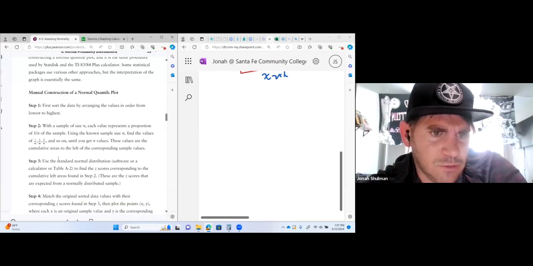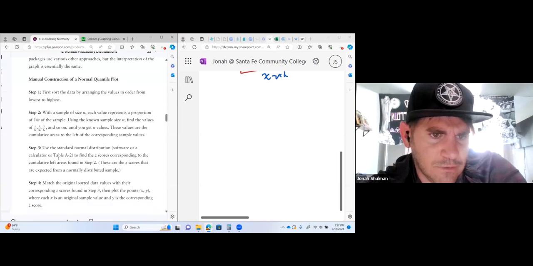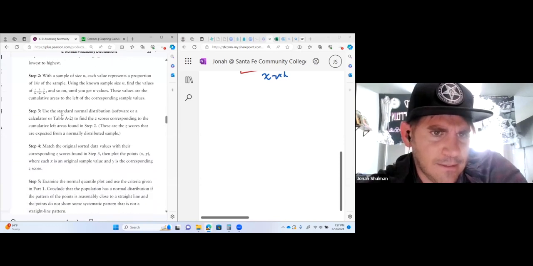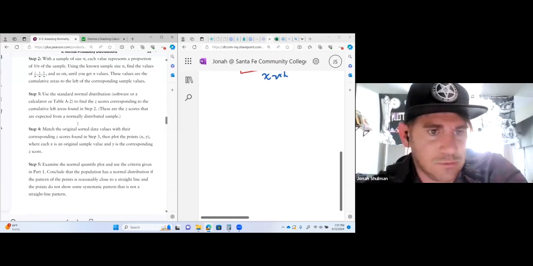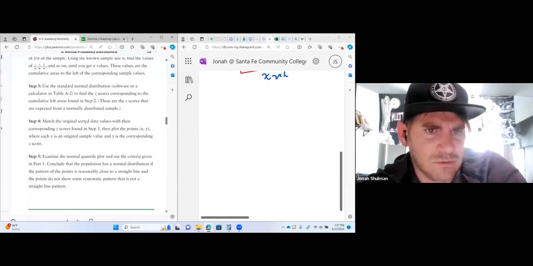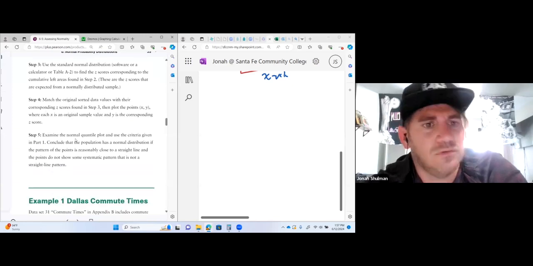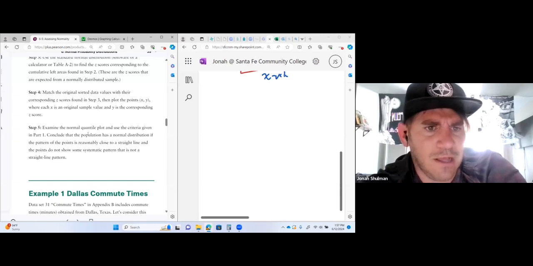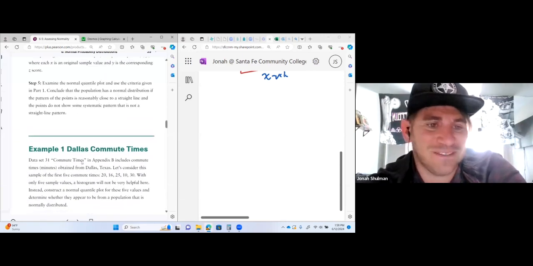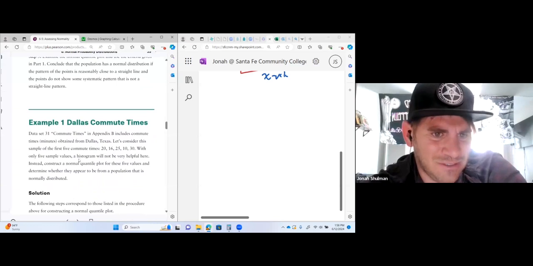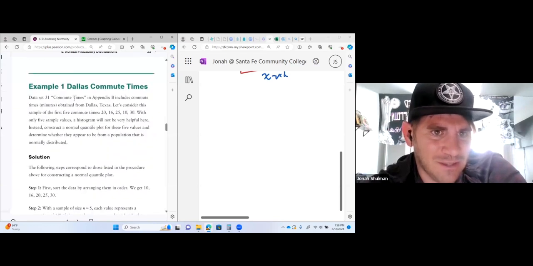These values are cumulative areas to the left of the sample. Use standard normal distribution software or a table to get the z-scores. So we need to get all the z-scores, match the original sorted data with their corresponding z-scores found in step 3, and then plot the points. Examine the plot. Damn. Okay, that's a whole lot. So let's do this by hand and see what we got.